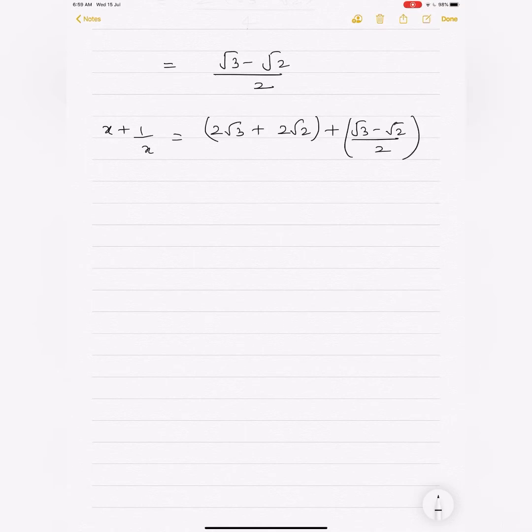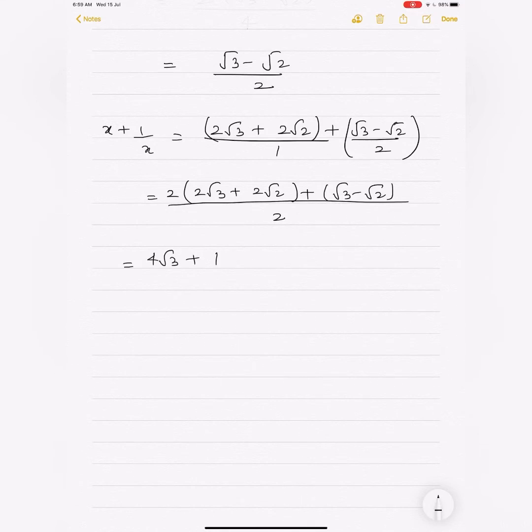Now what we can do here is we will take the LCM. What's the LCM here? 2. So we'll get 2 times this whole bracket plus root 3 minus root 2 whole thing divided by 2. Now start opening the brackets. So what will you get? 4 root 3 plus 4 root 2 plus root 3 minus root 2 whole thing divided by 2.